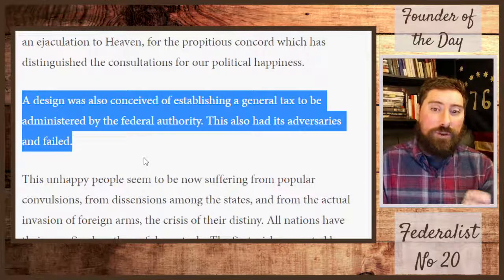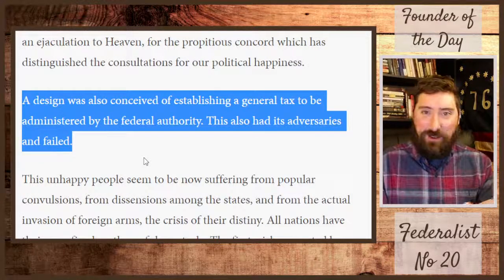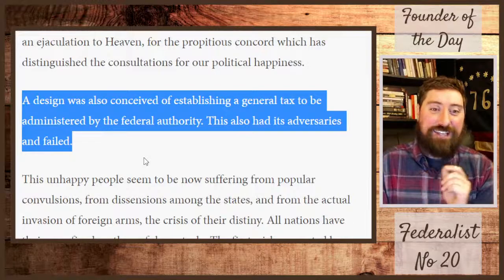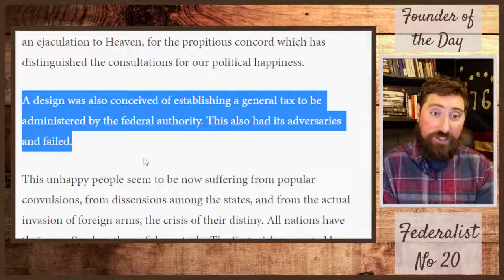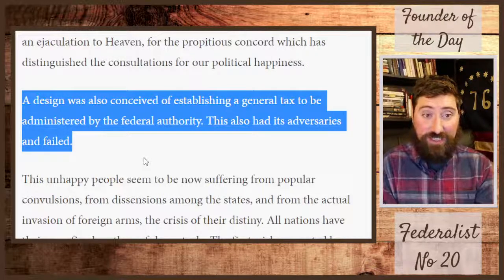Okay, we're going right back to the Netherlands. A design was also conceived of establishing a general tax to be administered by the federal authority. This also had its adversaries and failed.